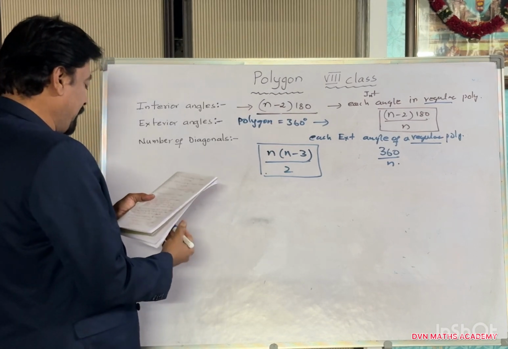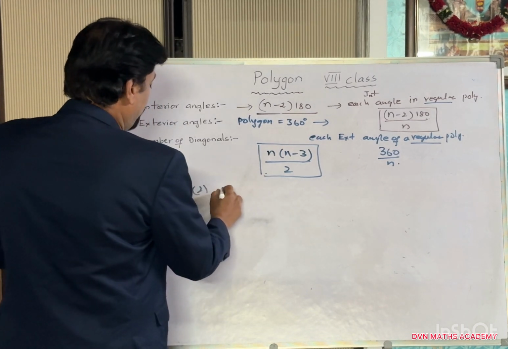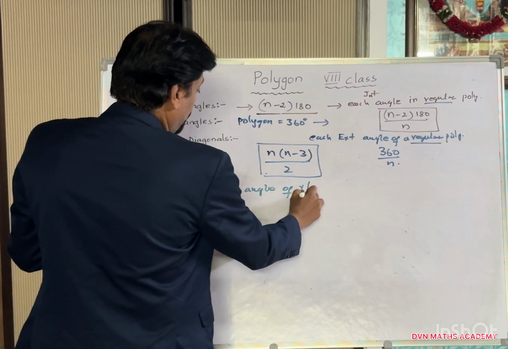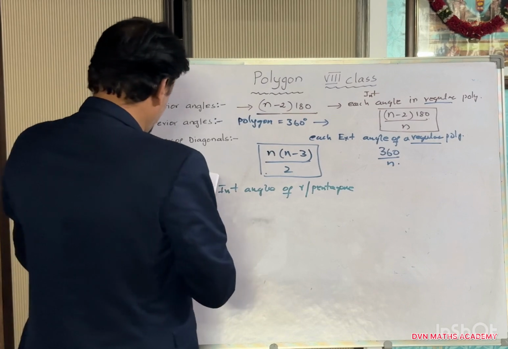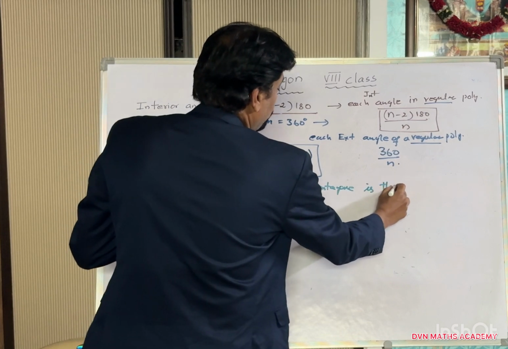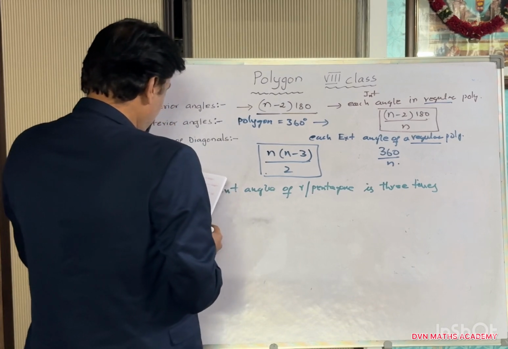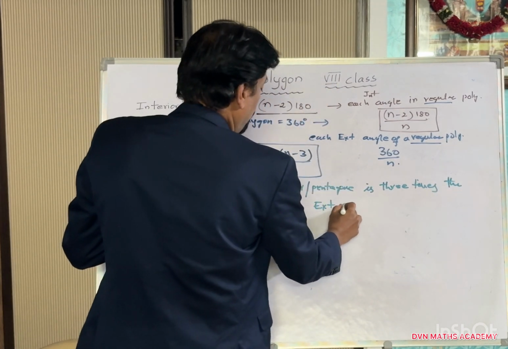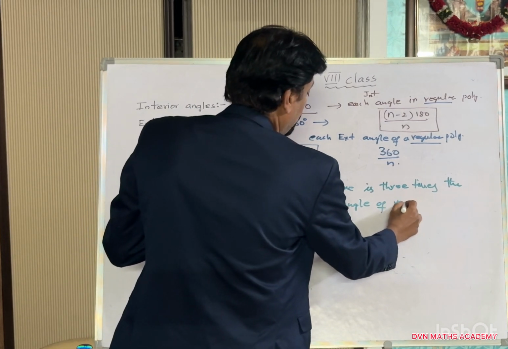Prove that the interior angle of a regular pentagon is 3 times the exterior angle of a regular decagon. I am not going to write the entire question.